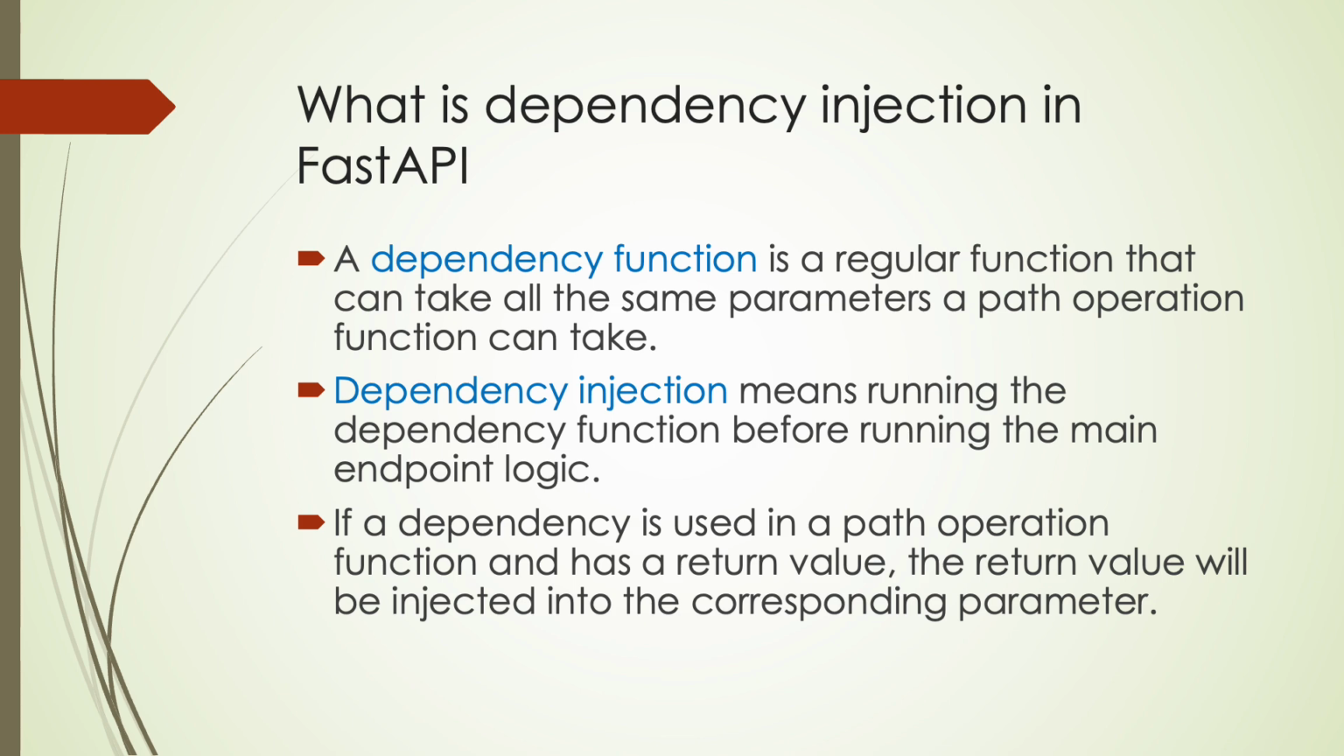A dependency function is a regular function that can take all the same parameters a path operation function can take. Dependency injection means running the dependency function before running the main endpoint logic. If a dependency is used in a path operation function and has a return value, the return value will be injected into the corresponding parameter.